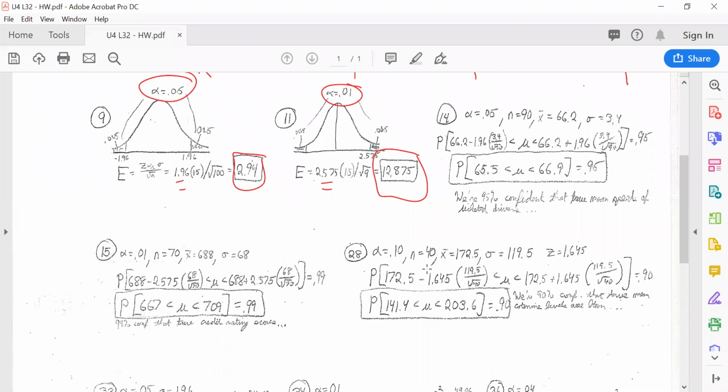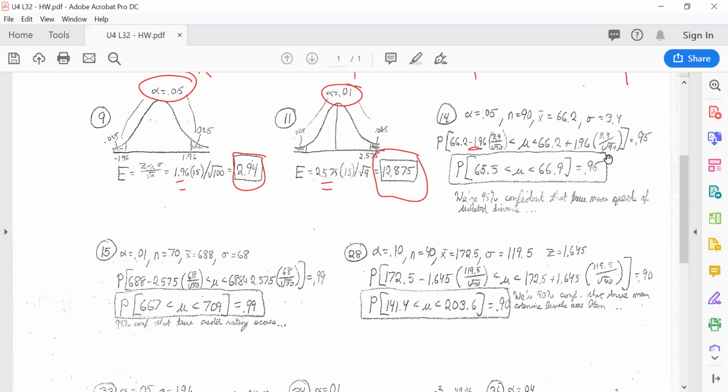It's 1.96. That's right. And the rest is just plug it in, plug it in. You take 66.2 minus the error, less than mu, less than 66.2 plus the error, and you get an interval that goes from 65.5 to 66.9.